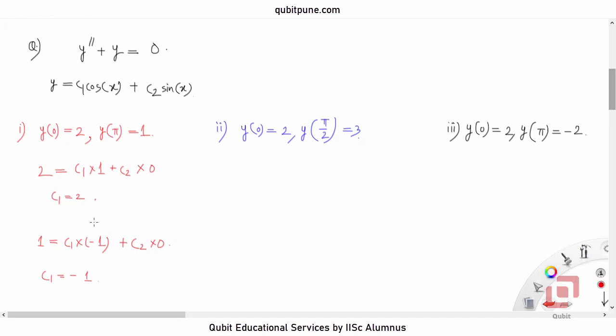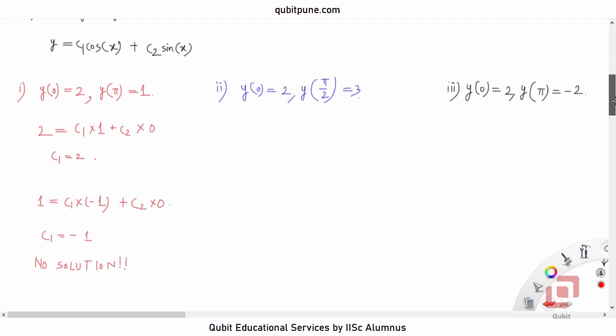So this tells me that we cannot have a solution to the differential equation y double prime plus y equal to 0 in addition to the boundary conditions y of 0 equal to 2 and y of pi equal to 1. So this is the no solution case.